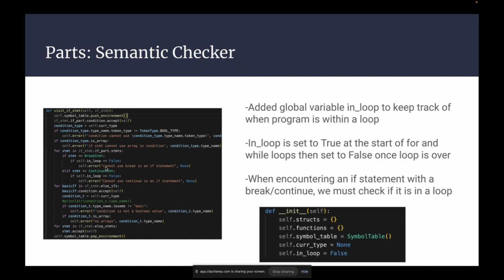And these checks are actually not needed in the visit while loop function and the visit for loop function, because at the beginning of the function, in loop is set to true, so we obviously know that it's true. And then at the end, it's set back to false.